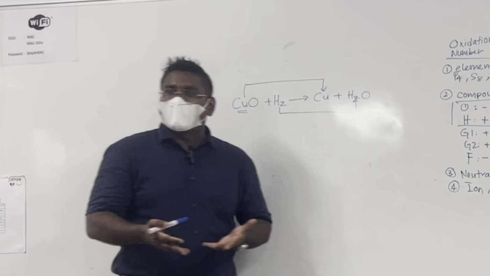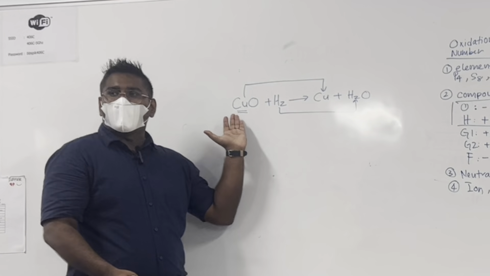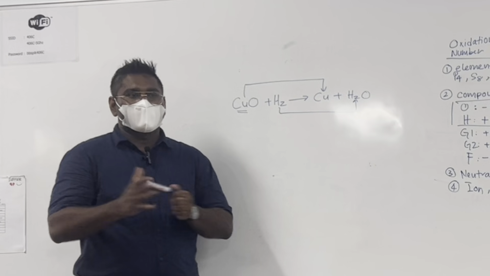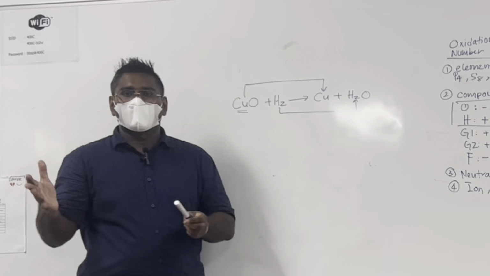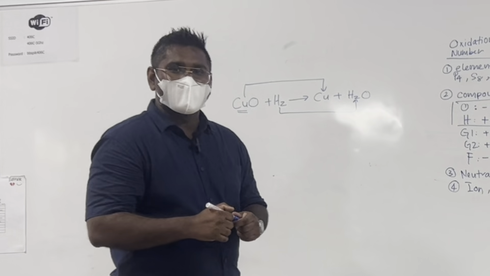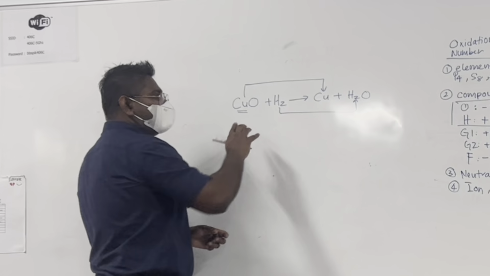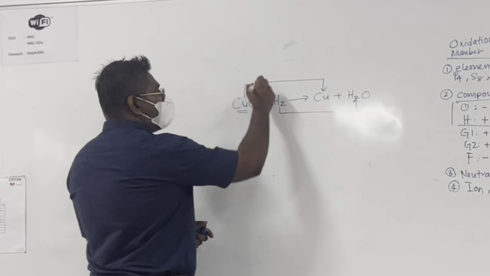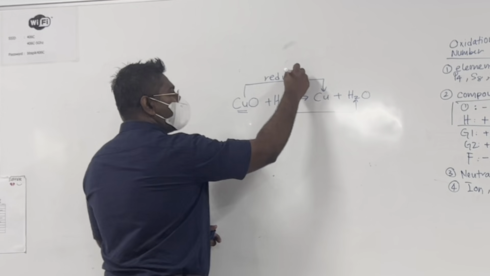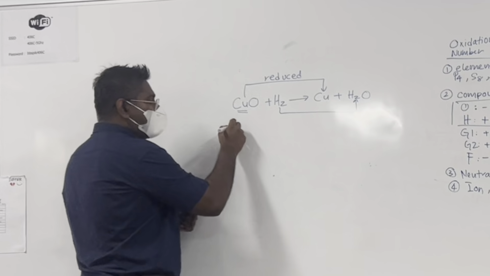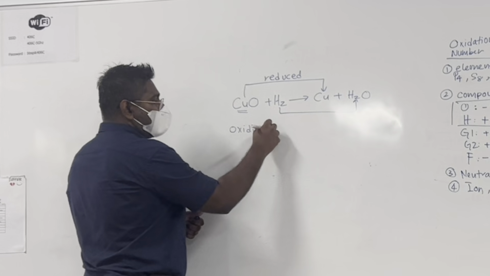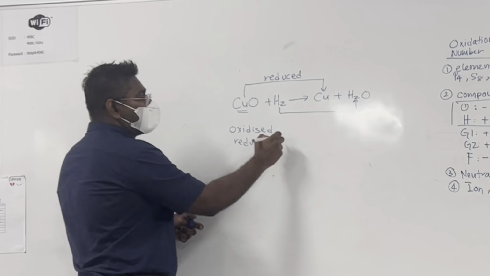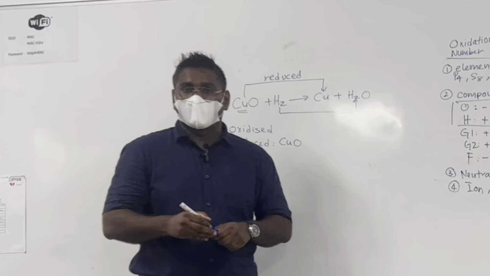Now, let's say we use the first method. The first method: copper oxide to become copper, oxidized or reduced, Patricia? In this case, copper oxide is being reduced. So copper oxide is being reduced to become copper. So if I write down which one is oxidized and which one is reduced, in this case, copper oxide is the one that is going to be reduced.